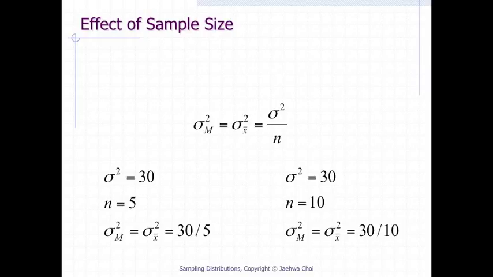Now we see a comparison of a sample size of 5 with a sample size of 10. In both cases, the population variance is 30. For the sample size of 5, the variance of the sampling distribution of the mean is 6, whereas for n equals 10, the variance is 3. Notice that doubling the sample size cut the variance of the sampling distribution of the mean in half.